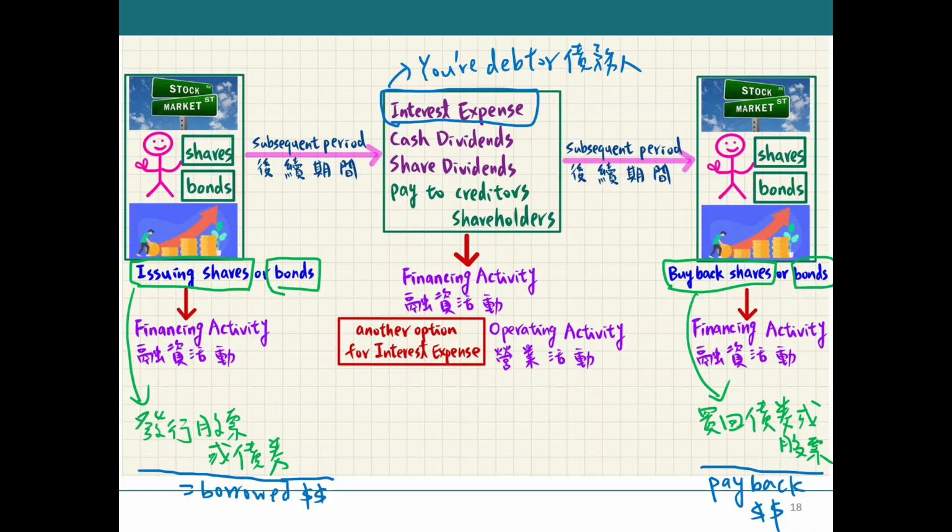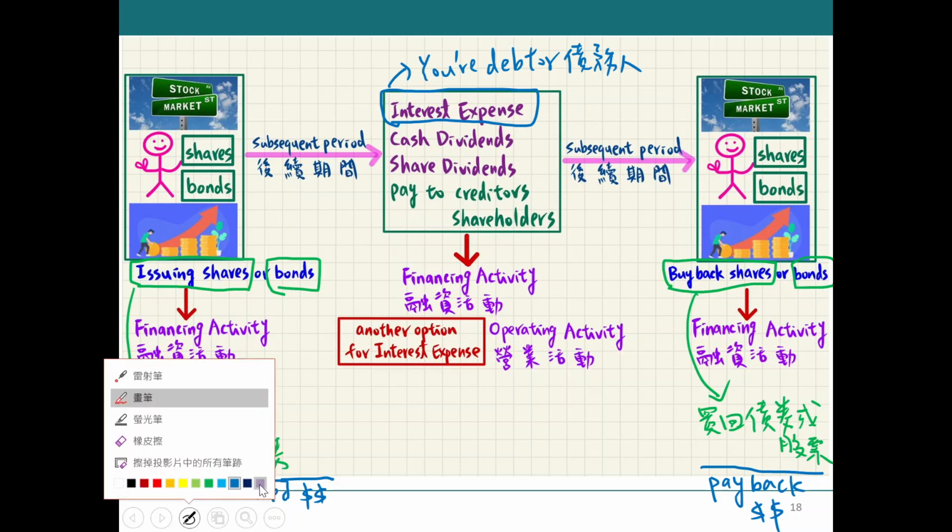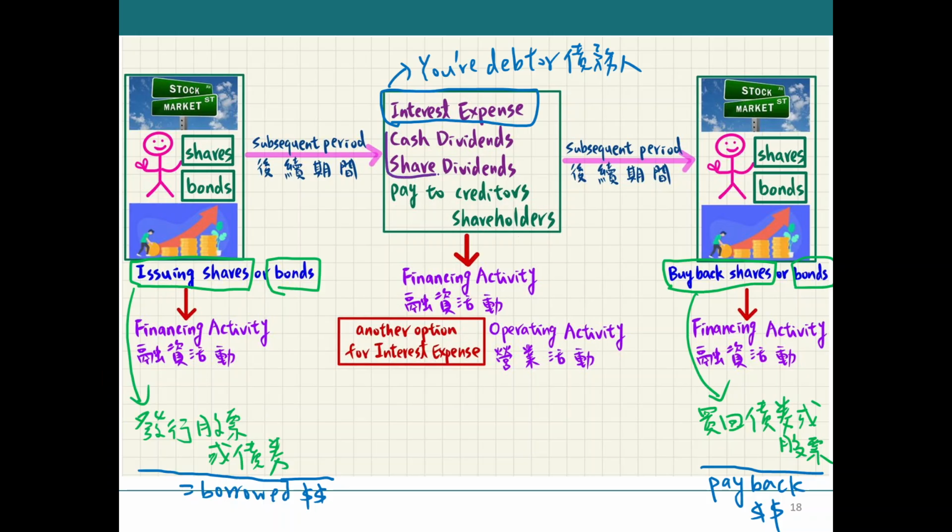Also, don't forget, since you issue the bond, so we have the shareholders, right? So you have to pay the dividends to shareholders. Okay, so you need to pay the interest to creditors. You need to pay the dividends to shareholders, right?